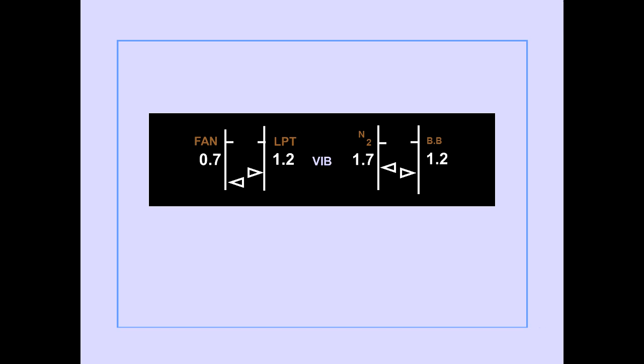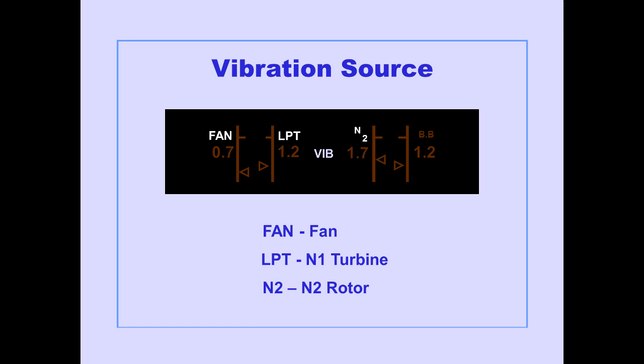Vibration level is displayed by white digital and vertical indicators. The digital indicators show numerical value, while the vertical indicators move to show relative value. The vibration source annunciator is displayed above each digital indicator. The annunciator indicates whether fan, N1 turbine, or N2 rotor vibration is being displayed. The source with the higher level is automatically displayed.